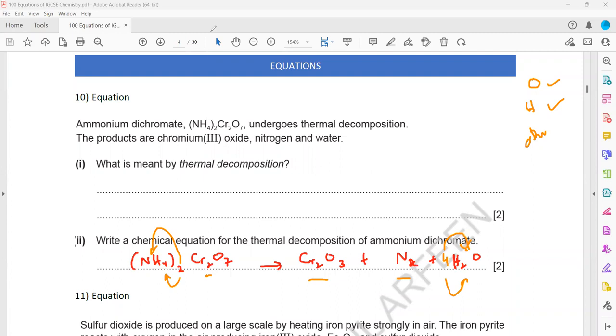The reason why I did not put 2 here with chromium is that I need 7 oxygen. If I put 2 here, that will also make 7 oxygen. But when I put 3 here and 4 here, it was balancing hydrogen as well. So with one number, I was balancing two of the elements. That's why we prefer that one.